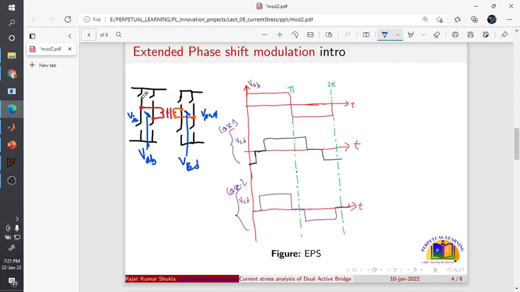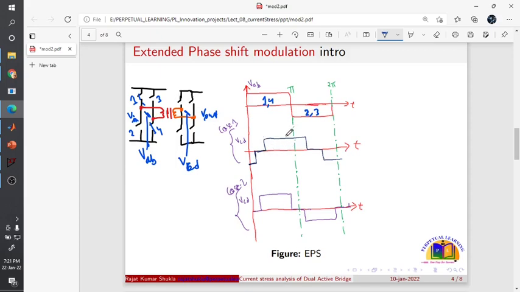The switching pulses are arranged in such a fashion that VAB should be a square wave. It means this switch, let's say switch 1, and this switch, let's say switch 4, will be turned on at a time. Then this is switch 2 and this is switch 3, and switch 2 and switch 3 will be turned on at a time. And similarly here, let's say this is switch 1 dash, so here the pulsing arrangement will be different.